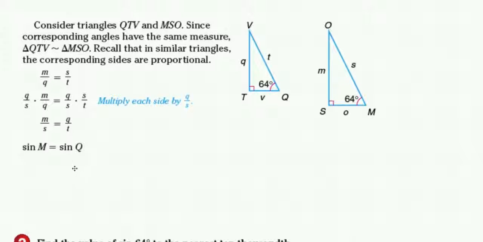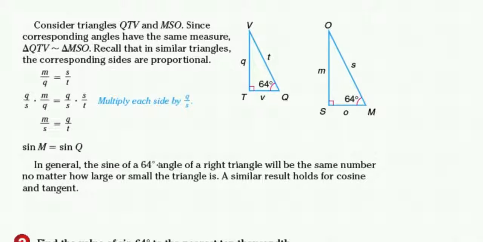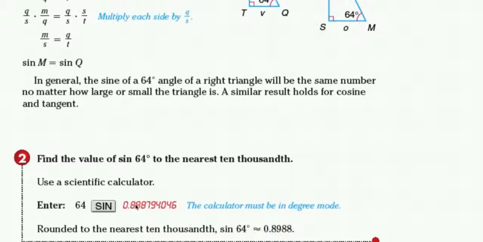So in general, the sine of a 64-degree angle in a right triangle will be the same number no matter how large or how small the triangle is. A similar result holds for cosine and tangent. What it's simply saying is that the value for the angle will not change. It doesn't matter how big or how small the triangle is. The value will still be the same. So sine M and sine Q will always be the same no matter how big or small the triangle is, for as long as the angles are the same.